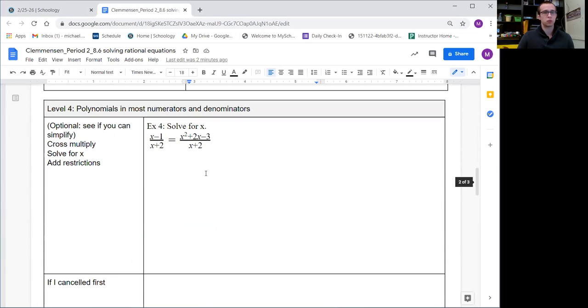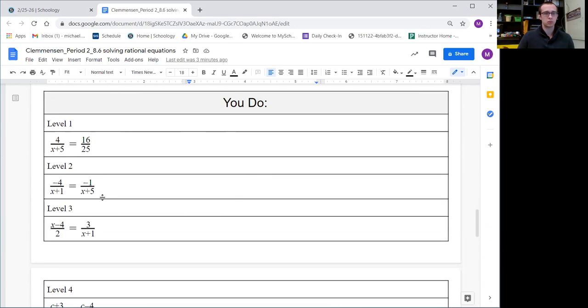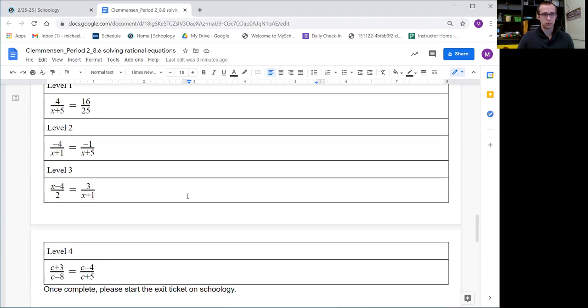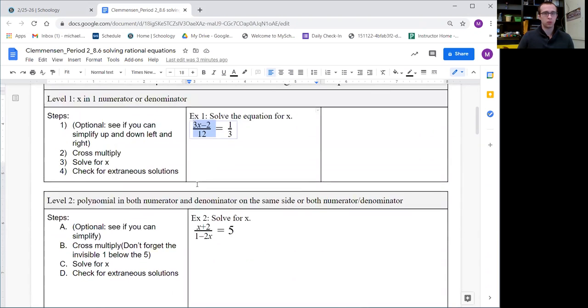And then, of course, level 4 is when we have pretty much all of them having polynomials. Those are the 4 things we're going to go over. It's kind of our lead into this. Once we're done with that, we'll do our UDO problems. Again, 4 levels, just like the other one. Once you complete your 4 levels, you can start your exit ticket. That's about it. Let's go back up to the top. We'll start with level 1.